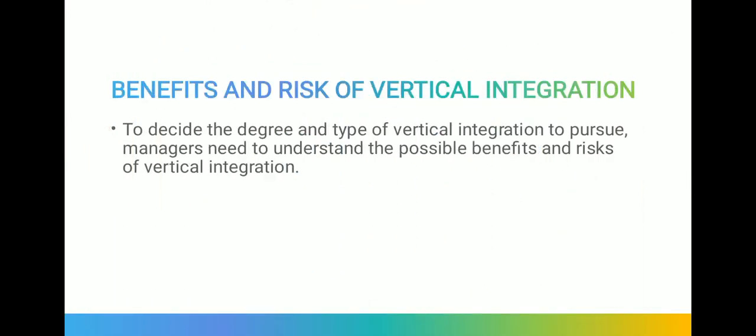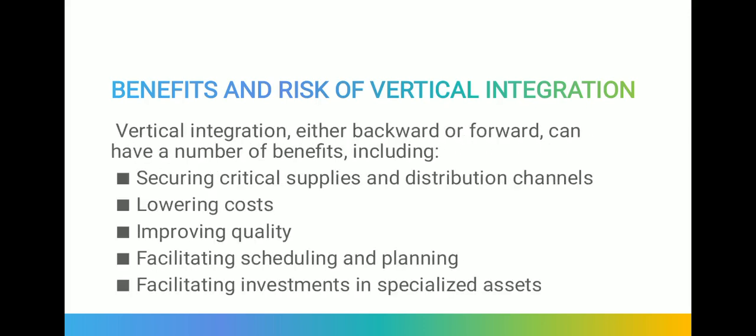Vertical integration can help companies, and there are risks as well as benefits in implementing it. The benefits include securing critical supplies and distribution channels, lowering cost, improving quality, facilitating scheduling and planning, and facilitating investments in specialized assets. In other words, vertical integration helps decrease the transportation cost and reduces delivery turnaround times. It helps reduce the supply disruptions from suppliers that might fall into financial hardships.